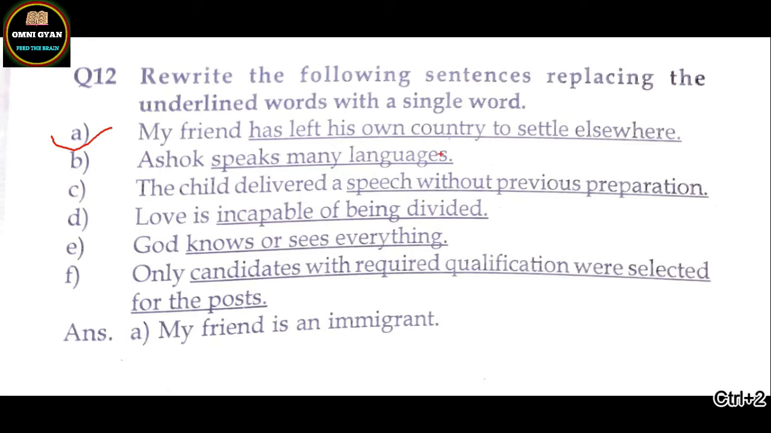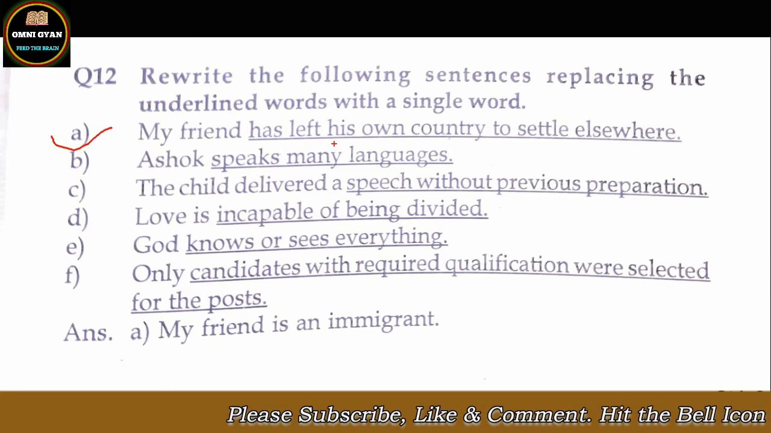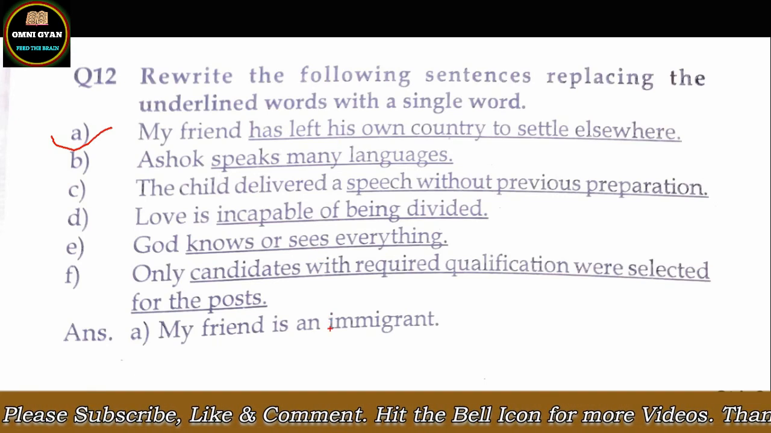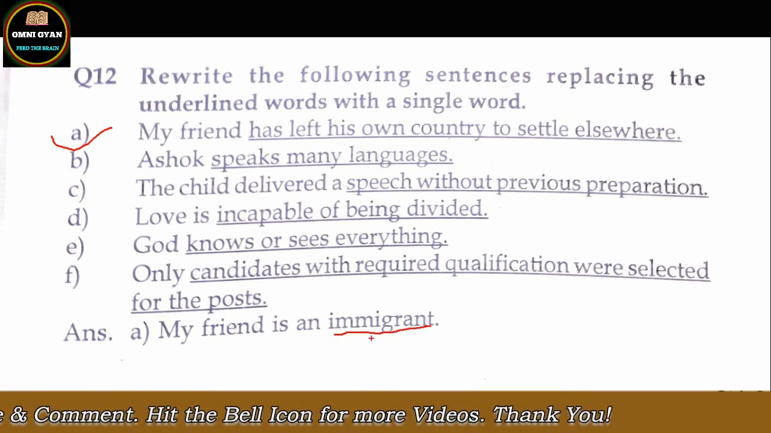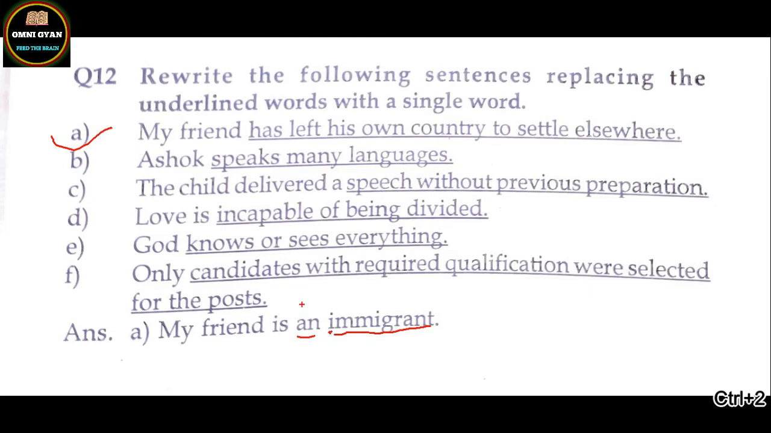Question number A. My friend has left his own country to settle elsewhere. So, leaving one's own country, going abroad and settling somewhere else, going to live somewhere else, is known as an immigrant. My friend is an immigrant, because the word immigrant starts with a vowel, so we put the article "an." My friend is an immigrant.